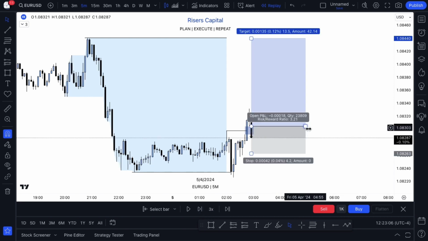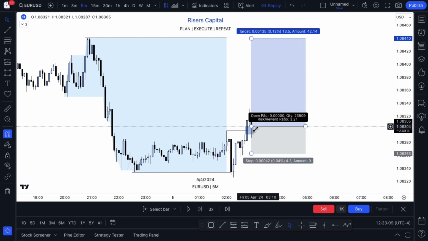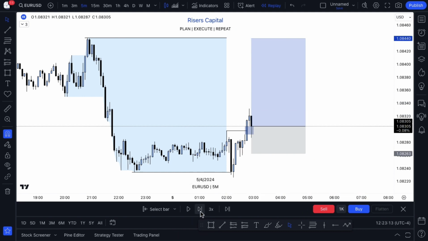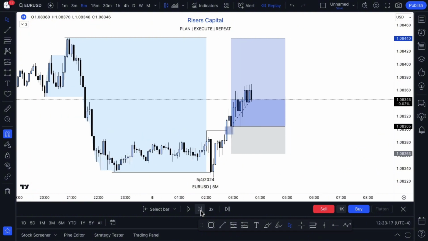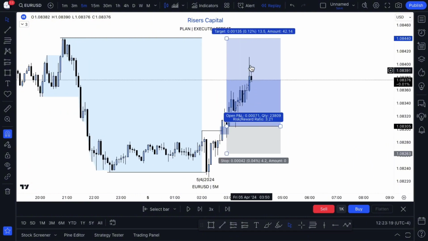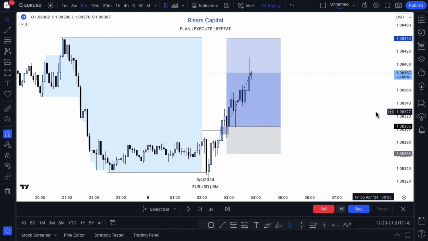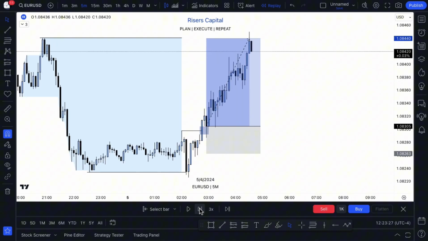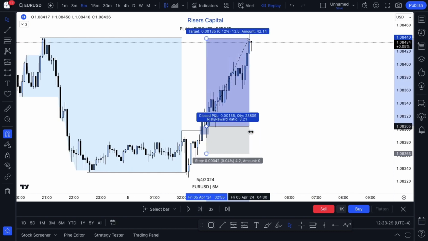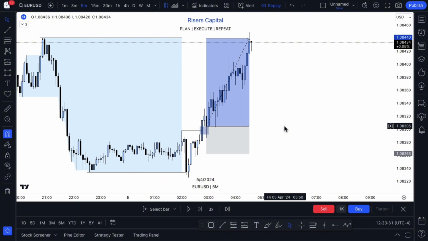So we have been tapped in, and now we expect price to move away. Right, let's put this forward. So here I might take some partials, move my stops to break even. Okay, position management. And let the rest run and play out. And then there we go, we hit TP at 3.2 R.